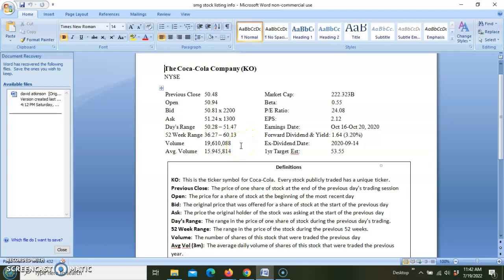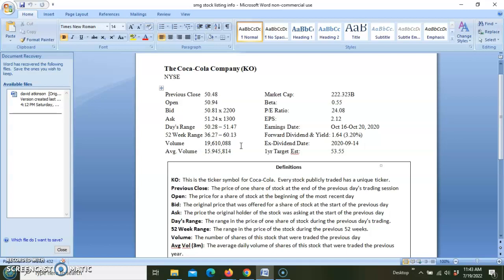Next up, we come to volume. That's the number of shares that were sold the previous trading day. So yesterday, there were 19,610,000 shares of Coca-Cola stock that traded hands. That's a big number, but that's not an unusual number. For great big companies like Coca-Cola or Apple or Microsoft or AT&T or John Deere, Caterpillar, all of these really big companies will have a huge volume in the millions every single day. When you see a company that has a low volume, that's probably a pretty small company.